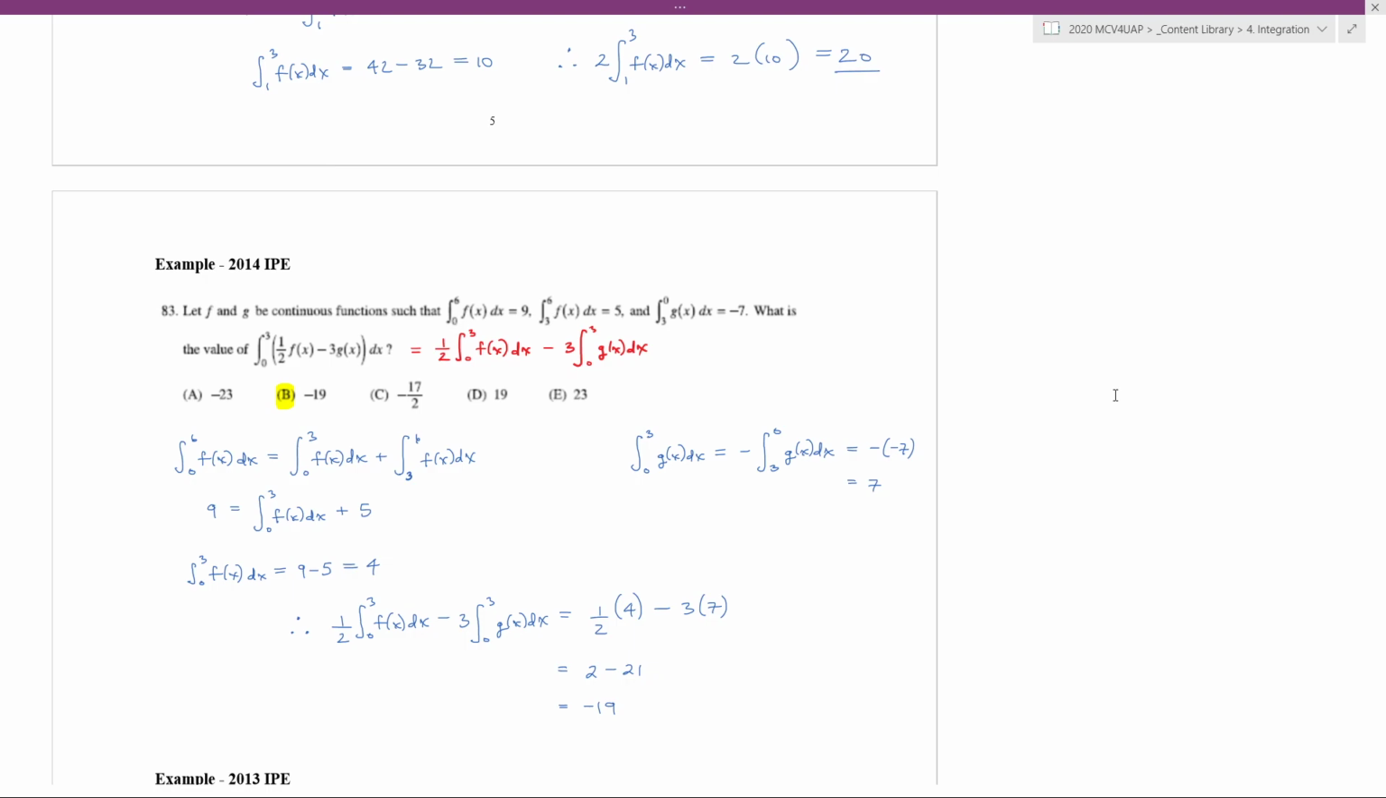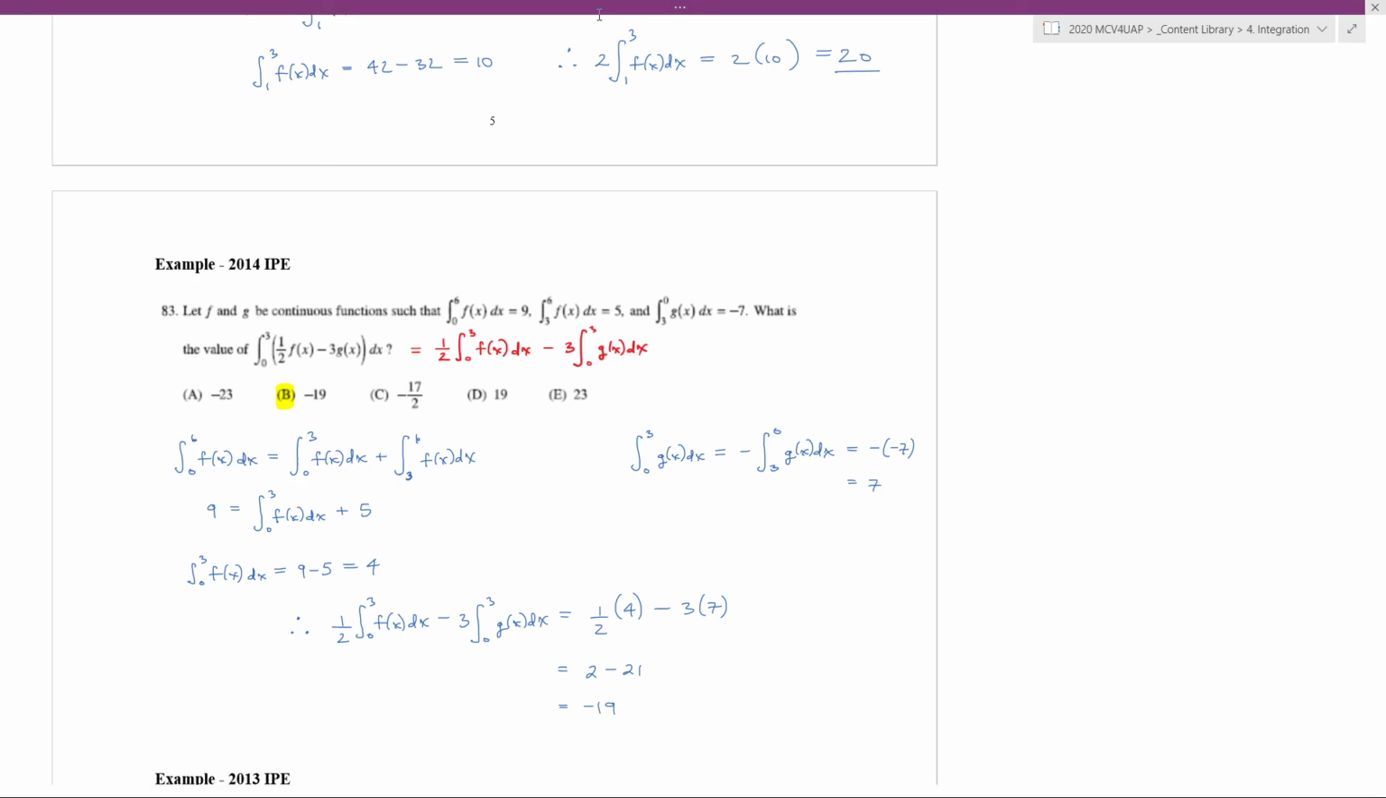Okay? So now I sub in the numbers I'm given. The integral from 0 to 6 is 9, and the integral from 3 to 6 is 5. So to find the integral from 0 to 3, I just take 9 and subtract 5, and I get 4. Okay, so I've got one piece of the puzzle that I need. I've also got the other piece, because I've already done that. The integral from 0 to 3 of g of x is just 7.